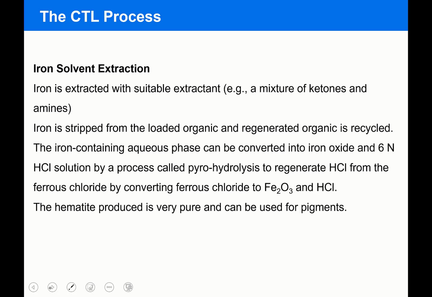The iron-containing aqueous phase can be converted into iron oxide and 6 normal HCl solution by pyrohydrolysis, which allows us to regenerate HCl, and that regenerated HCl can be recycled and used in the leaching step one more time. And the iron oxide hematite produced in this step is actually very pure and can be used for pigment, so it can be sold separately.